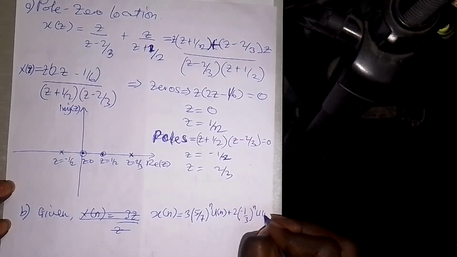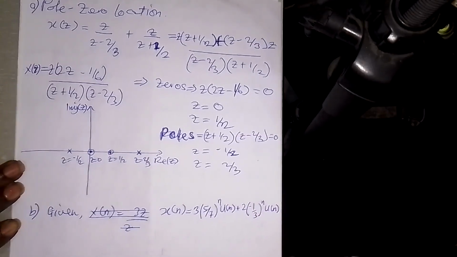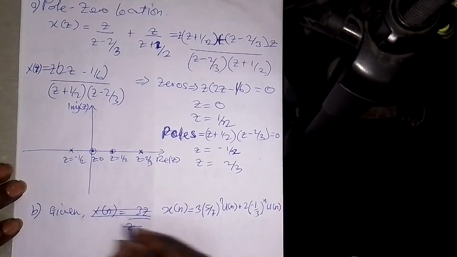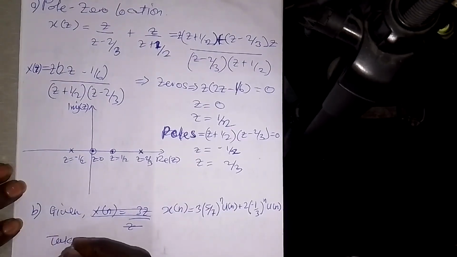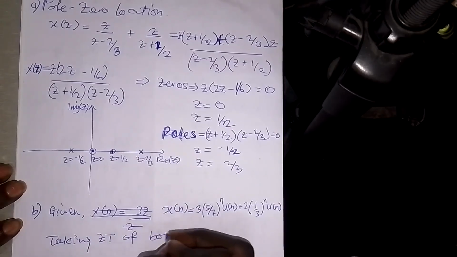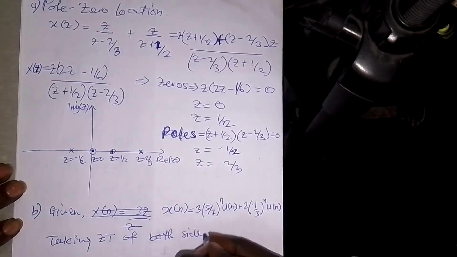N into u of n. Okay, so this is what we are given. Now, given this one, now what? Taking the z transform of both sides.